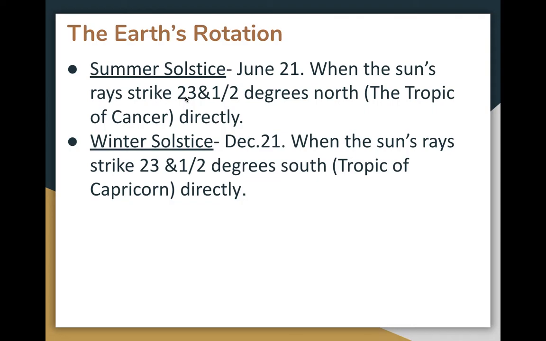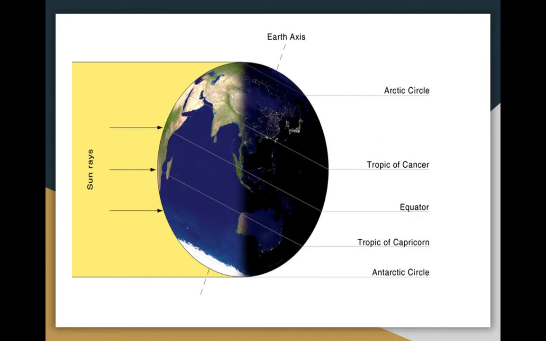The winter solstice, which is December 21st, is when it hits the Tropic of Capricorn. You're going to need to know the difference between the Tropic of Cancer and Tropic of Capricorn. The Tropic of Cancer is in the north, Tropic of Capricorn is in the south. So this right here is showing the winter solstice. You can see how the Earth is tilted away. This is going to happen December 21st, where the sun's rays are directly hitting the Tropic of Capricorn, right here.